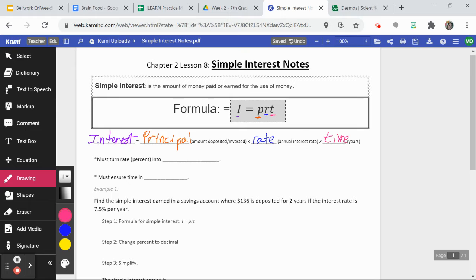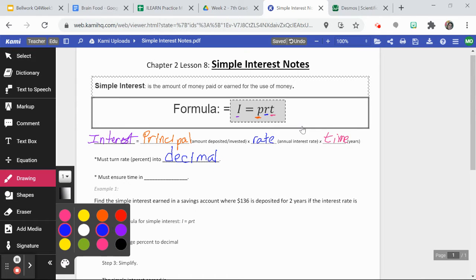Now there's a couple rules to remember. You must turn the rate, a percent number, into a decimal before you put it into your formula. Then there's also a rule about time. We have to ensure time is in years. So if it's only half a year, we're not going to use a 1 or a 6. We have to put it in a half form for the year. As we go through and read these, you'll catch on.